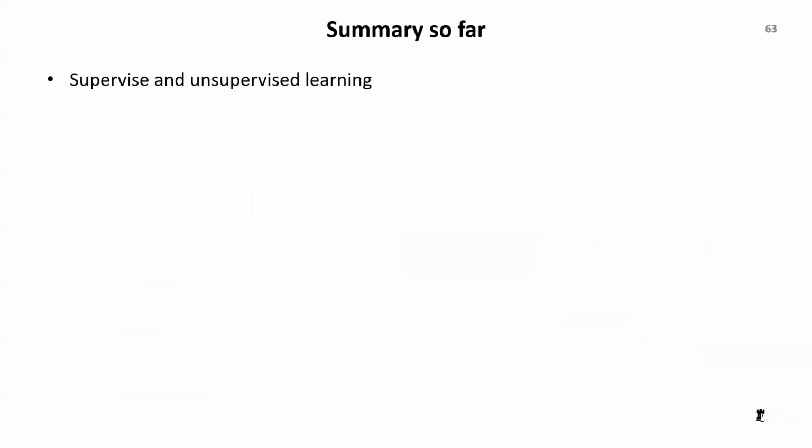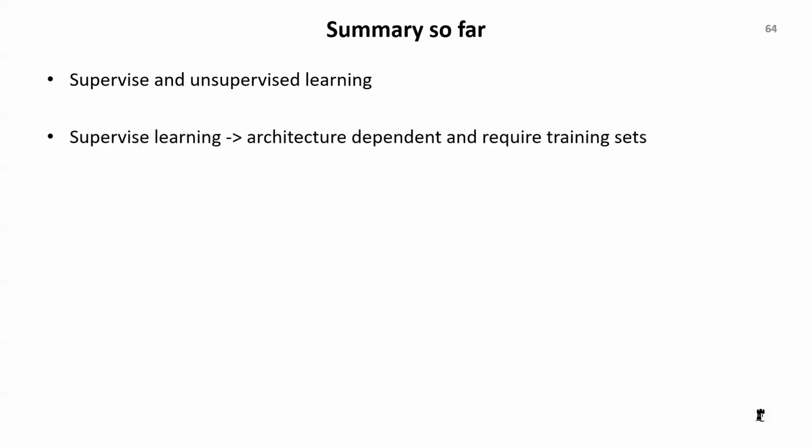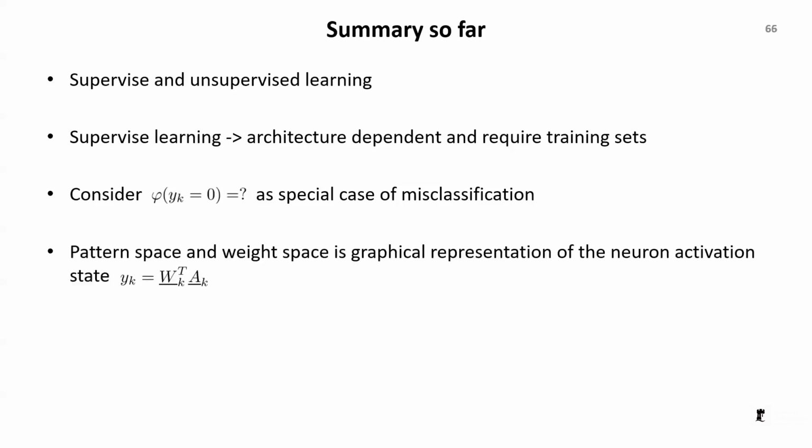Okay, now the summary so far. We see supervised and unsupervised learning. What we will do is supervised learning, and that depends on the architecture, and we need training sets. And we do not like the case of state equal to 0, so we consider that as also misclassifications. And the pattern space and the weight space are a dual space. I want you to always remember that.